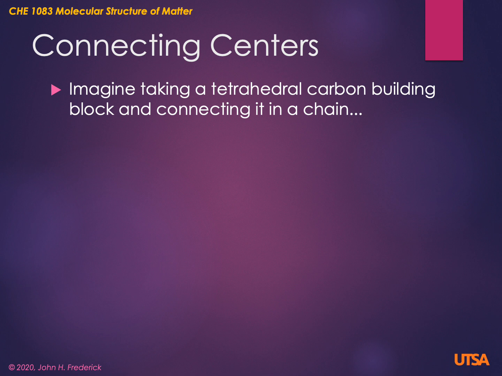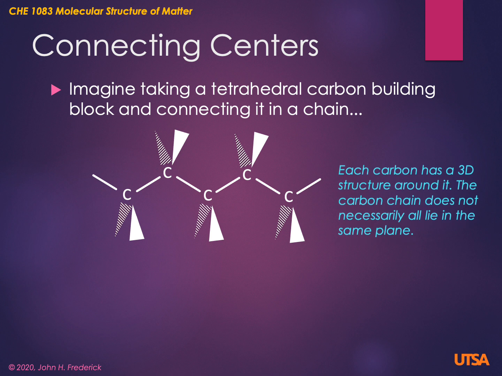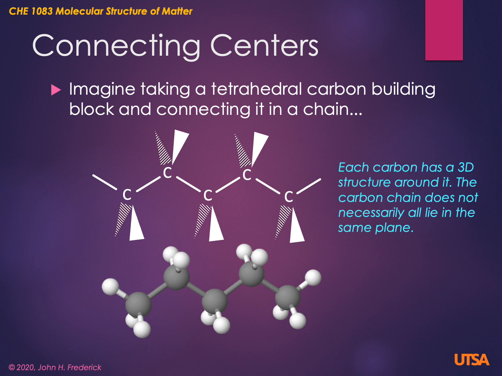So let's just take for an example, let's connect a bunch of tetrahedral carbon building blocks together to create a longer chain type molecule. So you can see that each time we add a carbon, it's preserving the local tetrahedral structure of the bonds around it while extending this length of a chain as a 5-carbon chain. So each carbon has a 3-dimensional structure around it, and the chain does not all necessarily lie in the same plane. Now this is how it would look in a 3D model simulation of it, and this is how we might draw it as a bond line diagram. You can see all 3 of these representations are describing the same molecule.